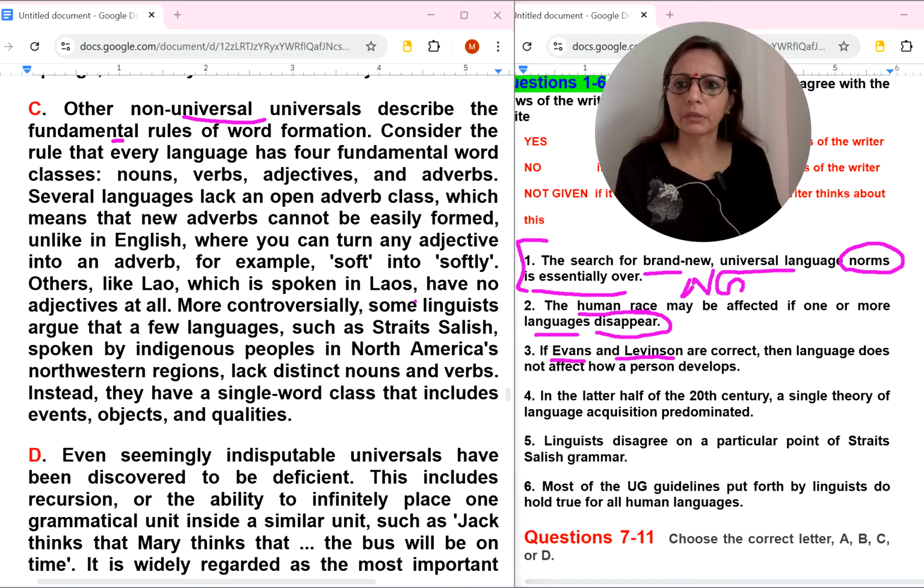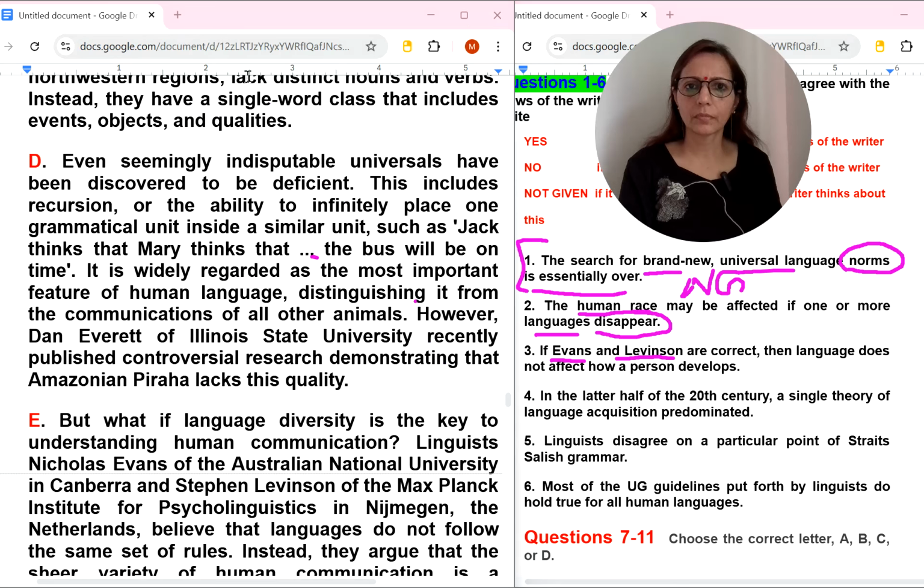Other non-universals, universals describe the fundamental rules of word formation. Here they are talking about something grammar kind of thing. So I am looking for human race and Evans, Laos, spoken in Laos, languages, traits, North America, nothing is given. Let's read the D paragraph. You check it with me also. I am looking in the D paragraph for human race and Evans and Levinson.